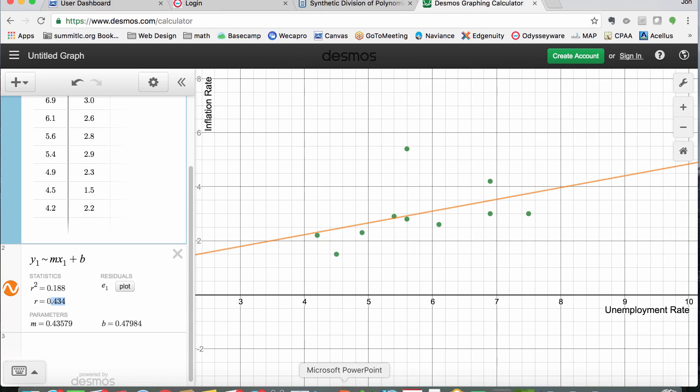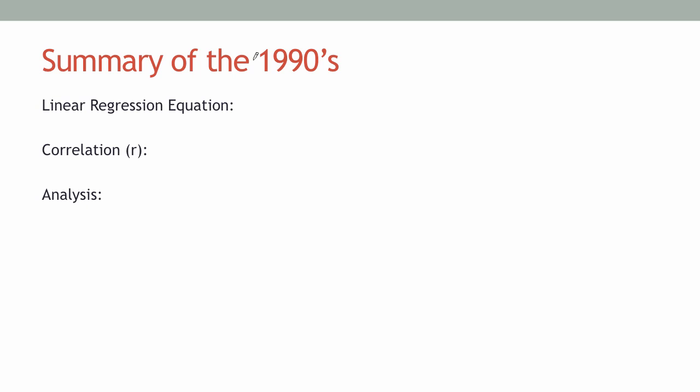All right, let's go back and summarize our results for the 90s. So in the 90s, what did we see? We had a different equation. Y equals 0.44x plus 0.48. So we had a different slope. My slope was bigger than the 80s. My y-intercept was smaller. My correlation, I didn't write that down. It was 0.45 something. I have to go back and look at it. But my correlation was much higher.